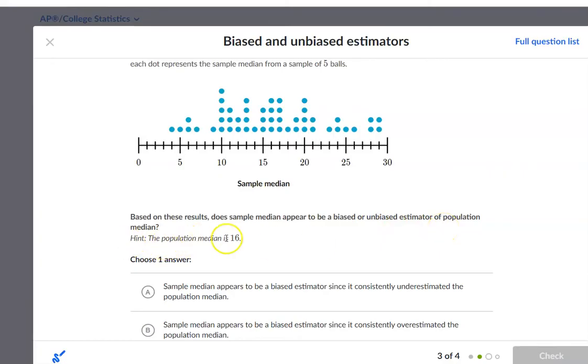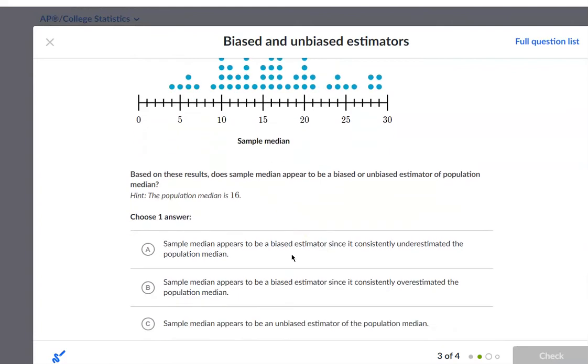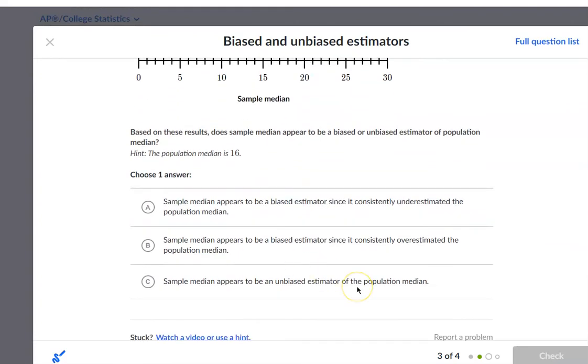of the population? We need to know what the population median is, what the parameter is, and it's 16, so it's right here. So what do you think? I'll go ahead and scroll down to the actual answer choices. I'll give you a second to read these.